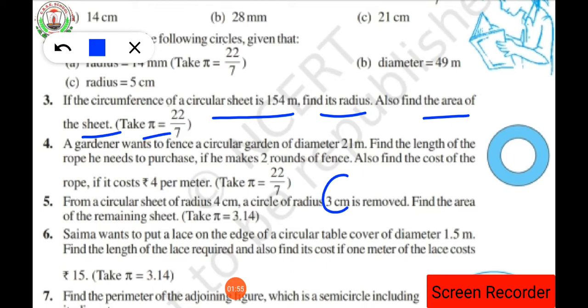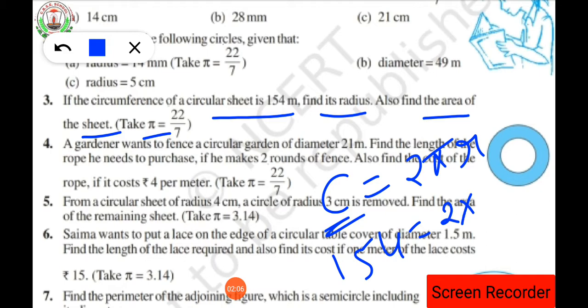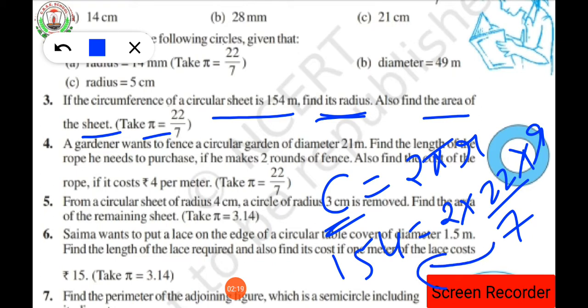So students, the circumference of a circle formula is 2 pi r. The circumference value is already given, so we are going to keep 154 is equal to 2 into pi value, as given in the question, 2 into 22/7 into r. We have to find r, since it is asked to find the radius. Then transposing from right hand side to the left hand side we are going to solve, that is 154 into 7 upon 2 into 22 is equal to r.